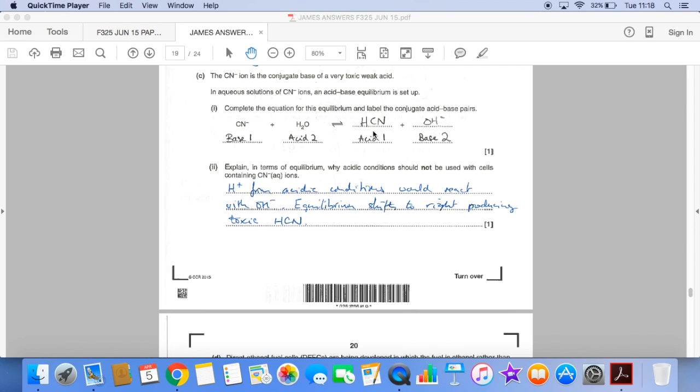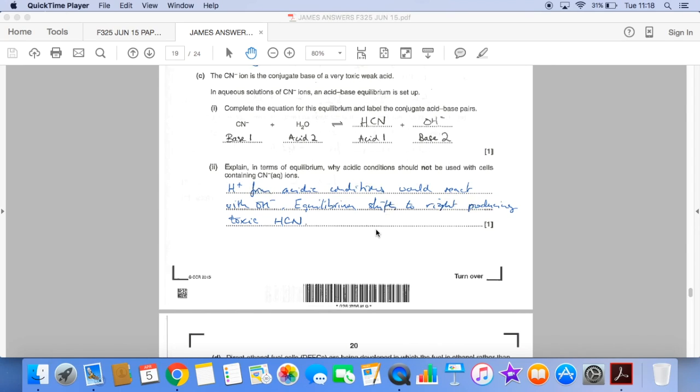And so this is one of the pairs. So we'll call this acid 1 and base 1. So this water molecule must be acting as an acid. So it will lose a proton, or donate a proton I should say, and become the OH- ion. So there's the other pair there.